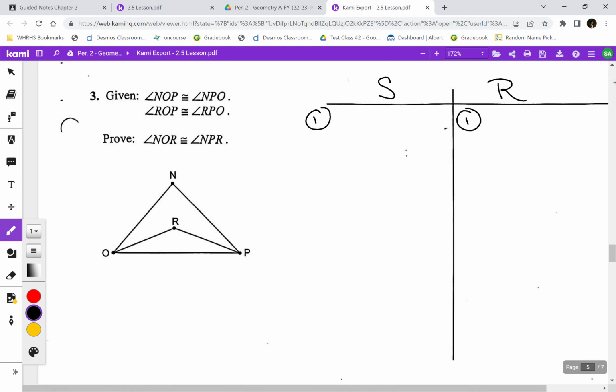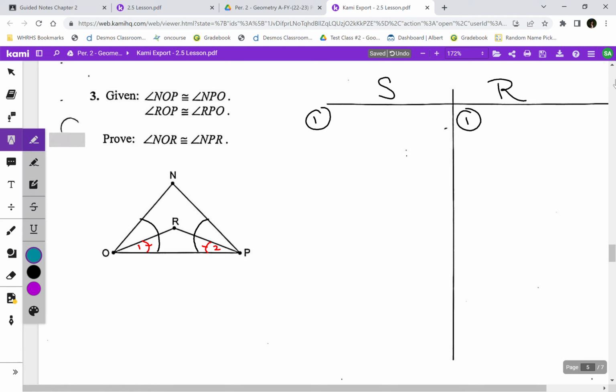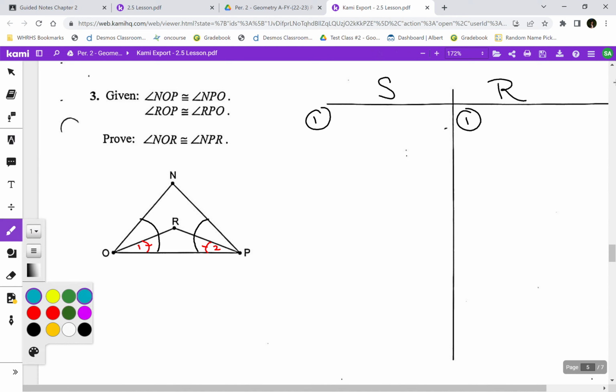So given angle NOP, so this whole angle, congruent to angle NPO, this whole angle, then they're telling us angle ROP, so this angle down here, I'm going to call it angle 1, is congruent to angle RPO, which I'm going to call angle 2. I'll highlight what we want to prove. We want to prove angle, well, I'll first write it in with a number. We want to prove angle NOR, which I'll call angle 3, congruent to angle NPR, which I'll call angle 4.